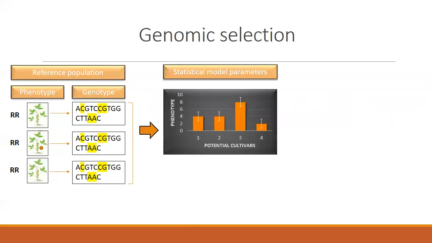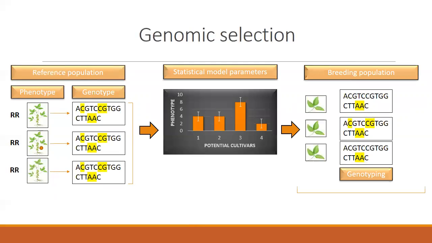The training population genotype is used to train statistical data for predicting traits. After the statistical parameters have been generated, test populations are genotyped in an early developmental stage. Using the genotype data from the breeding population, breeders calculate a genomic expected breeding value.